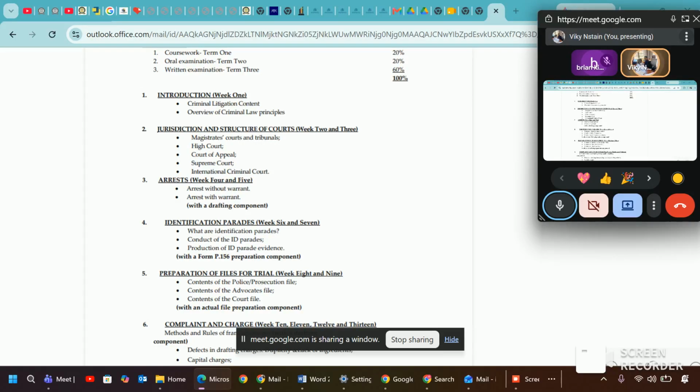Okay. So these are the rules that we will analyze. The police shall not compel any suspect or accused person to appear in an identification parade. And where a suspect refuses to appear in identification parade and is subsequently charged, evidence of his or her refusal to take part in an identification parade shall be adduced in his or her trial.